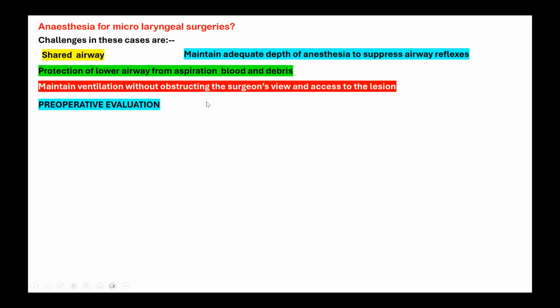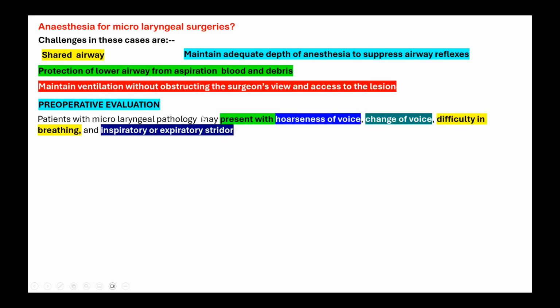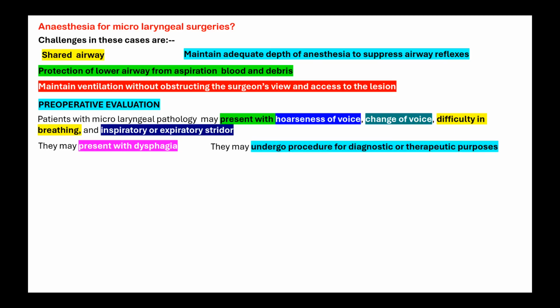Now, coming to the preoperative evaluation of these patients. Patients with microlaryngeal lesions present with either hoarseness of voice, change of voice, or difficulty in breathing, and inspiratory or expiratory stridor may be present. These are the various clinical presentations they come with, and they may present with dysphagia also. It may not be totally connected to the voice, but their main complaint may be difficulty in swallowing. So that may be the important pre-op complaint.